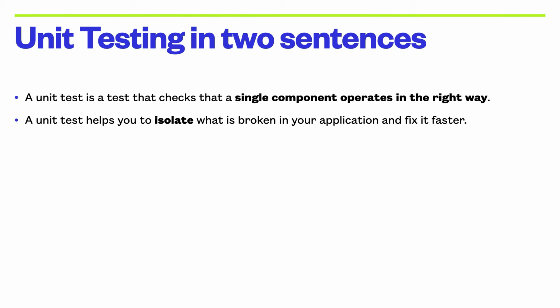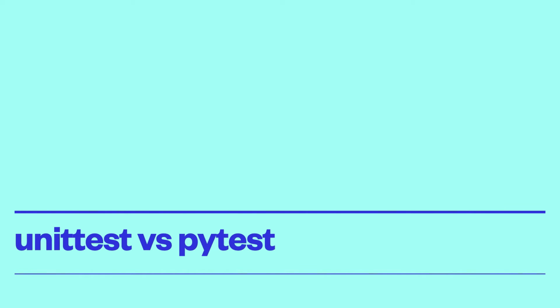A unit test helps you to isolate what is broken in your application and fix it faster. So let's say there is something broken in one single component. You can fix only that, and then you can move on. So it helps to write unit tests that way. So that's it. Moving on.